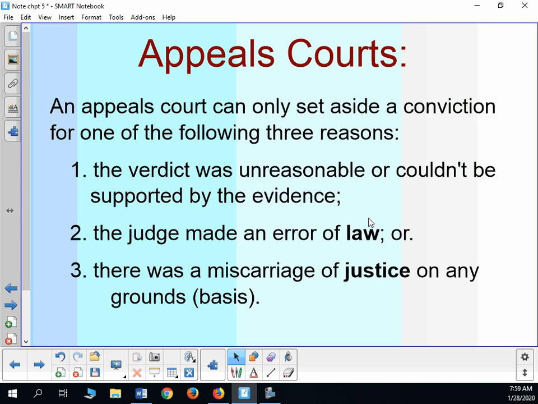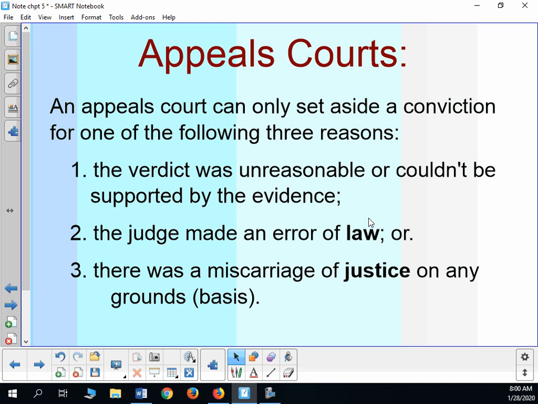First, the verdict was unreasonable or couldn't be supported by evidence. For example, if you were found guilty of some sort of drug crime, and it's not a relatively serious situation, it wasn't a major drug dealer, you were just maybe found with drugs, but they ended up giving you 20 years. That's an unreasonable verdict, so that could be appealed.